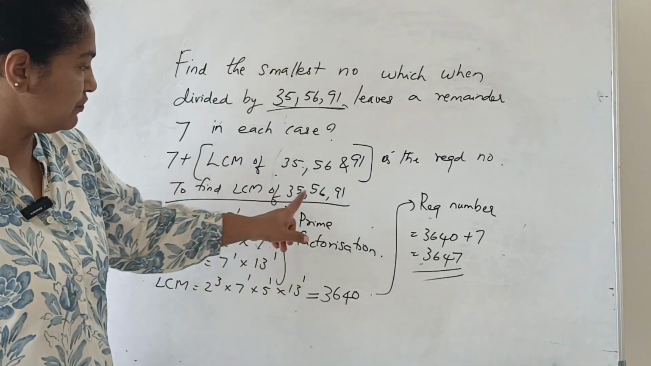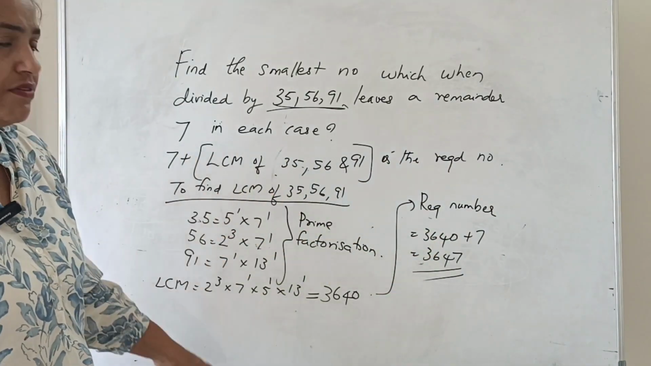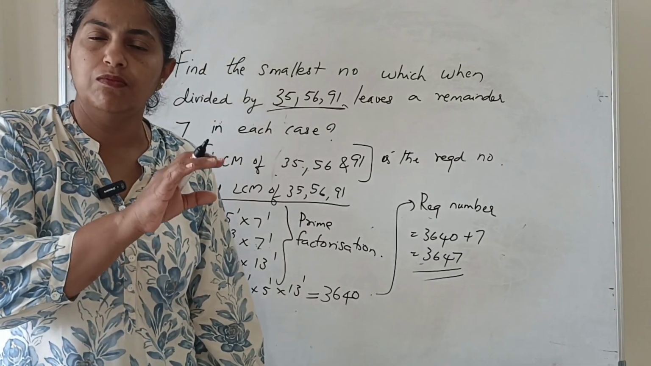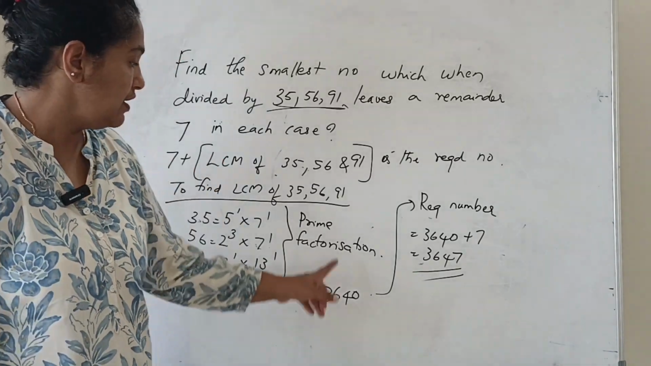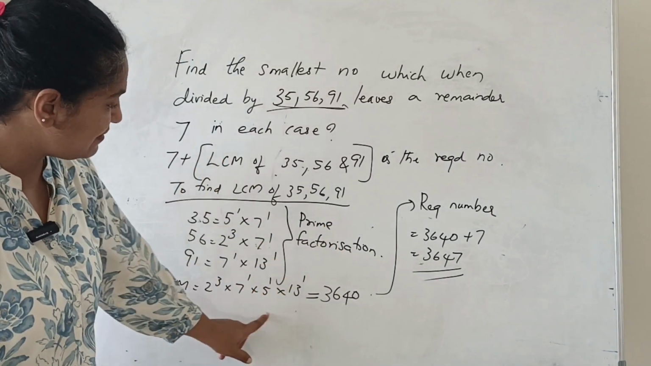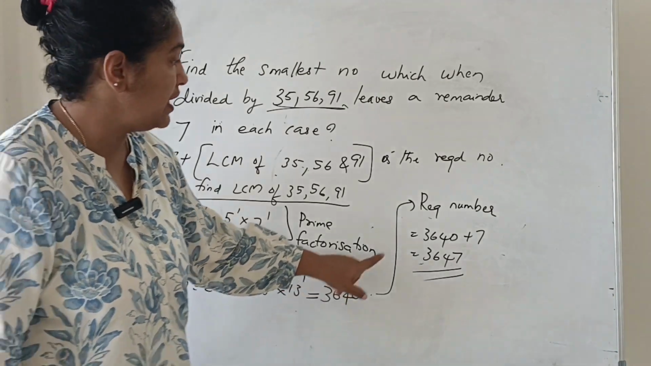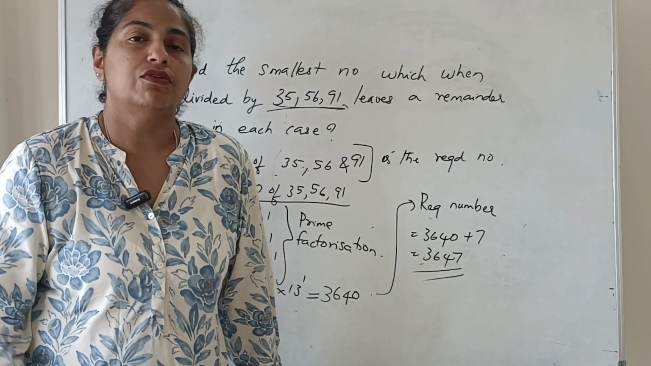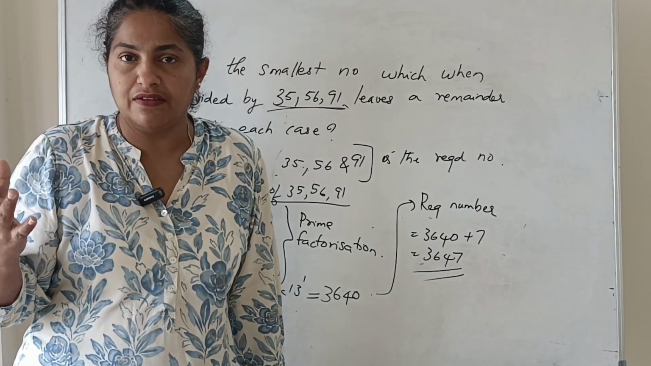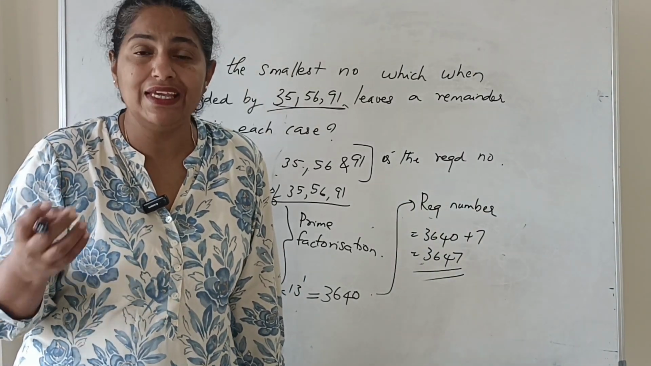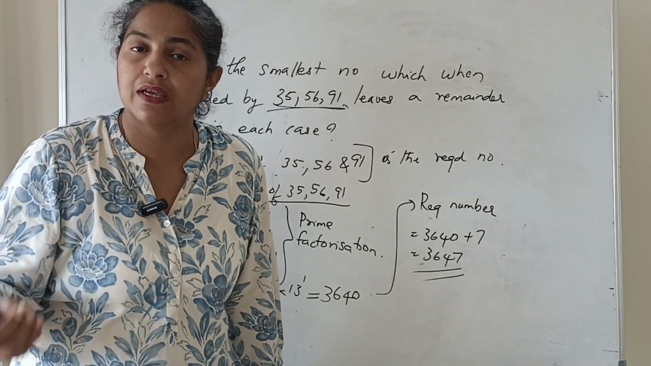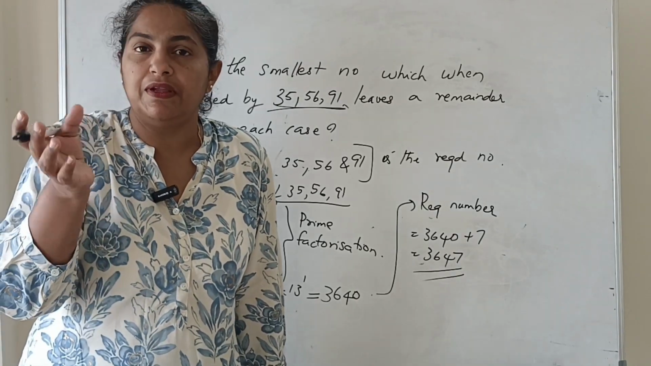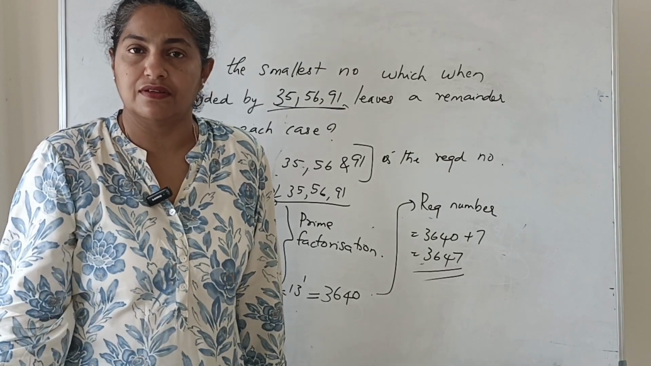Now to find the LCM of this, I have done it by prime factorization. When you are writing for your examination, please go for prime factorization. Okay, so I have written the steps. So the LCM is 3640 and therefore my required number is 3647. So you know that each step carries marks, and so write accordingly in such a way that you do not skip any steps and that you get the complete marks once you have arrived at the answer.